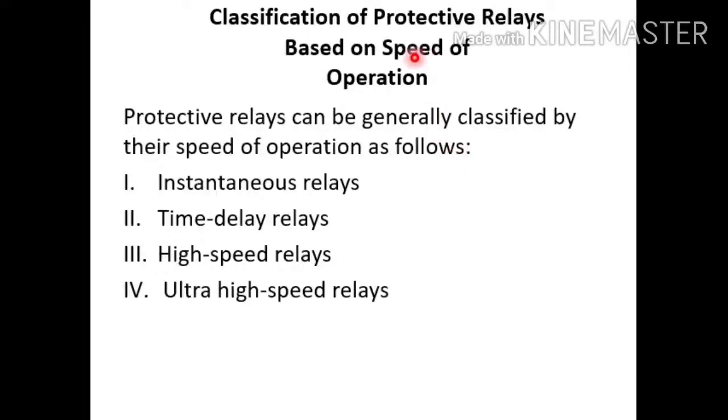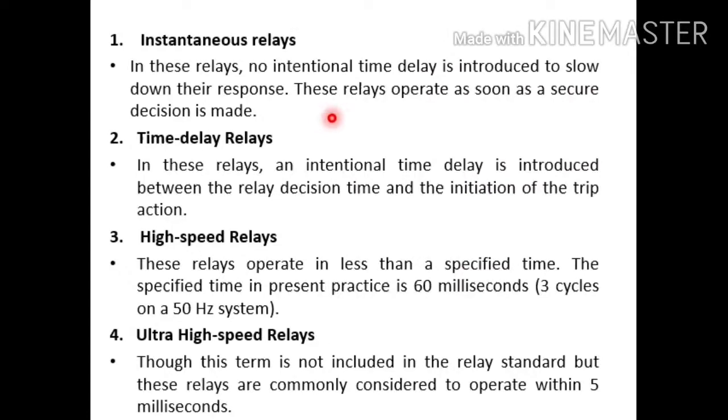Classification of protective relays based on the speed of operation. So we have instantaneous relay, time delay, high speed, ultra high speed. These are relays which are based on speed of operation. Instantaneous: no intentional time delay is introduced to slow down their response. These relays operate as soon as a secure decision is made. Time delay: intentional time delay is introduced between the relay decision time and the initiation of the trip action.